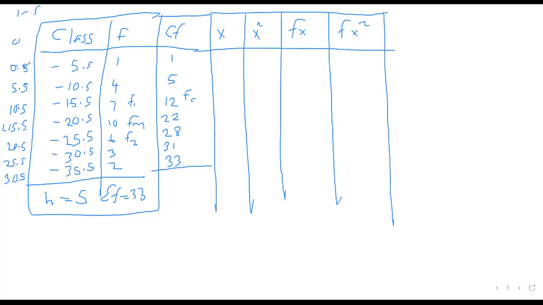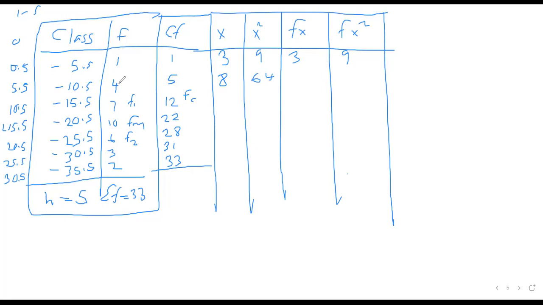So the x is the midpoint. You add the lower bound plus upper bound divided by 2. So here 0.5 plus 5.5 is 6, divided by 2, you get 3. When you square it, you get 9. 1 times 3 you get 3, 1 times 9 you get 9. We go to the next one. 5.5 plus 10.5 is 16, divided by 2, we get 8. When you square the 8, we get 64.